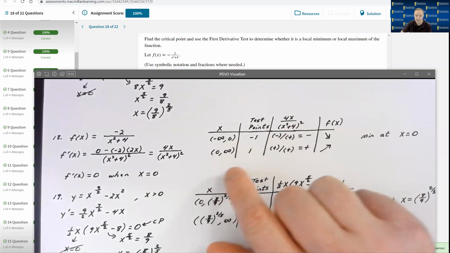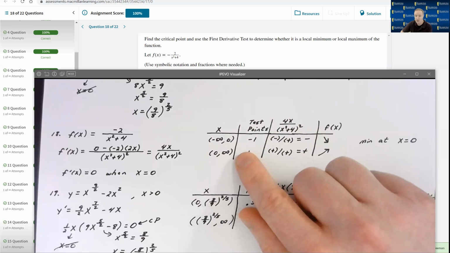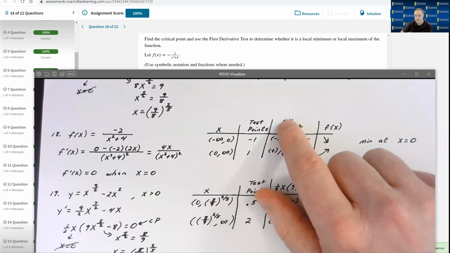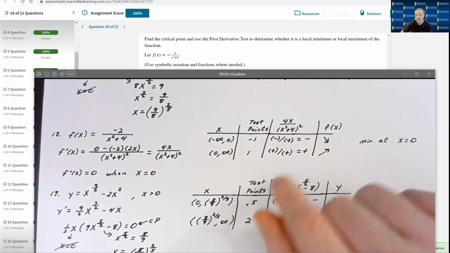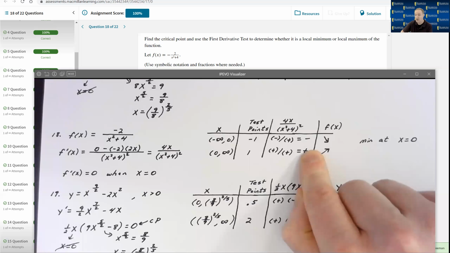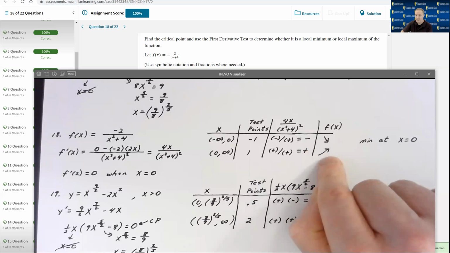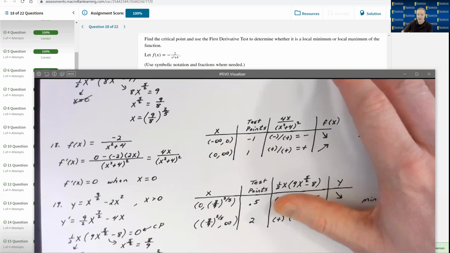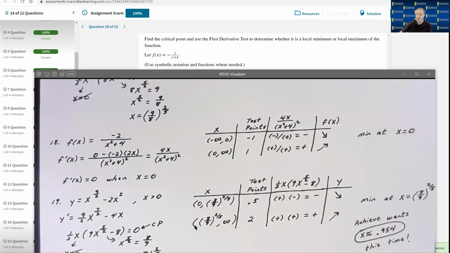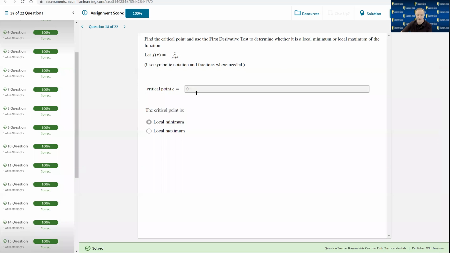Then on the other side of 0, when I plug in the 1, clearly I'll have a positive numerator and a positive denominator. It would be 4 over 25. I don't care about the specific number. I only care that it's positive. That tells me that my function is increasing on that region. So I can see that the only critical point is 0, and that critical point is going to be a minimum. It's going to decrease before it and increase after it. And you can see it was just asking for the critical point 0, and that it is a minimum in this problem.